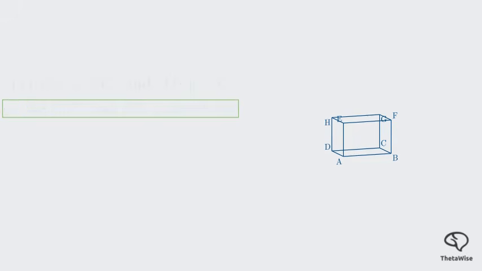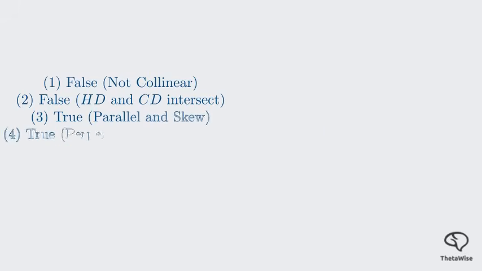Let's summarize our findings. We have successfully analyzed the spatial relationships of points and lines in a rectangular prism. You now know how to identify coplanar points, parallel lines, and the unique nature of skew lines.